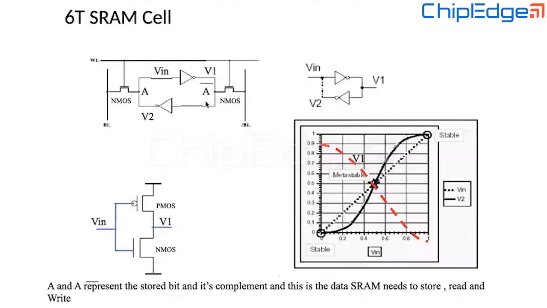The most important thing here is this structure of back-to-back inverters connected to the word line and the bit line through these two pass transistors. And this comprises the 6 transistors: 1, 2, 3, 4 in this inverter, 5, 6 in this inverter. So that's why it is called a 6-transistor SRAM cell.